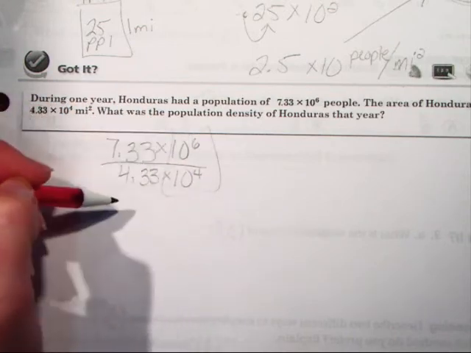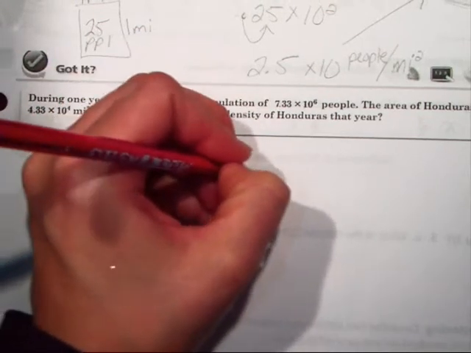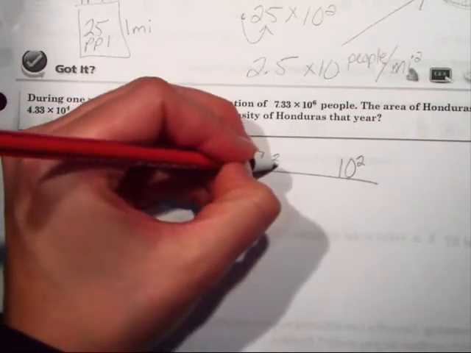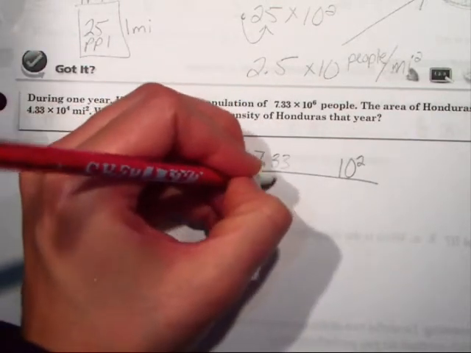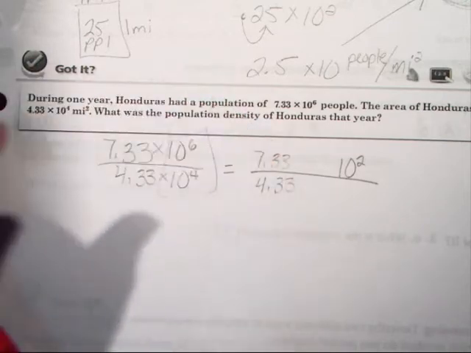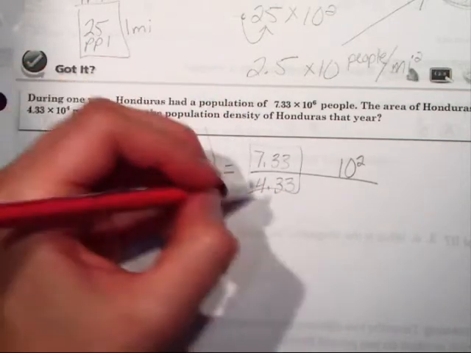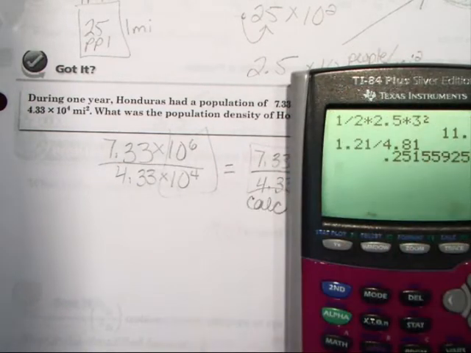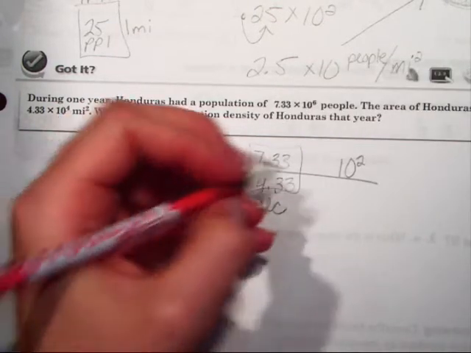Where's the party at for the tens? The party's at the top, right? So we get 10 squared on the top. And that's going to leave us with 7.33 over 4.33, which I actually have to divide out on my calculator, okay? So I'm going to put this on my calculator here. 7.33 divided by 4.33 makes 1.69 when we round.